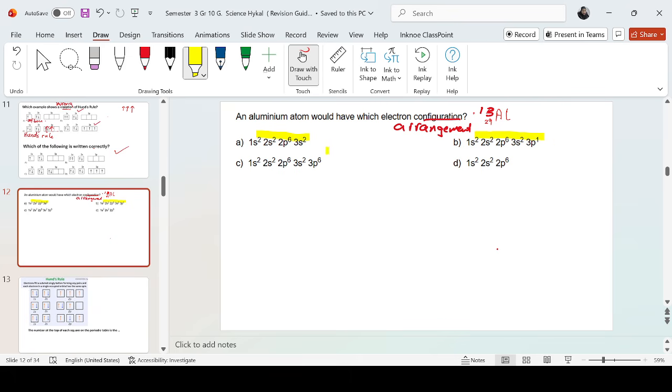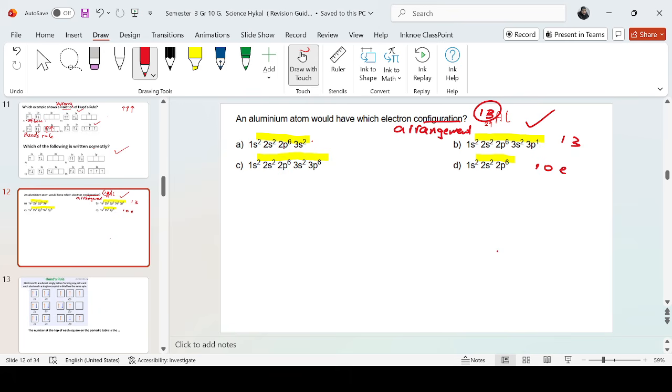Yes, this one, B. How many electrons are here? 6, 8, 16, 17, 18, 19, 20. 20 electrons here. How many are they? 6, 8, 10. Okay? So here it's 10 electrons. Here 13 electrons. This is the aluminium. Aluminium has 13 electrons. The atomic number is 13.